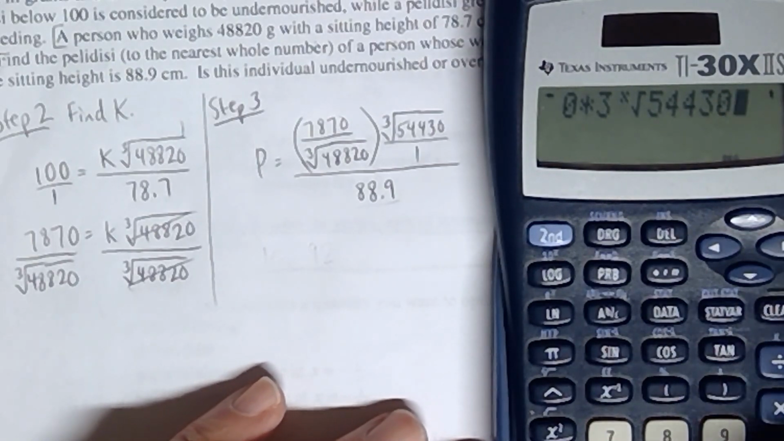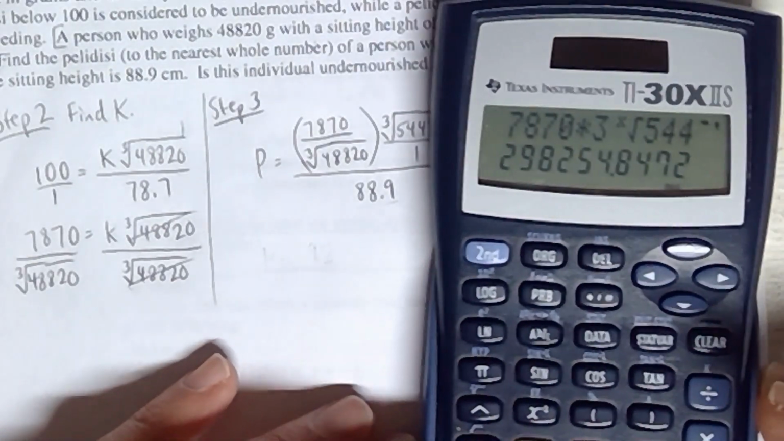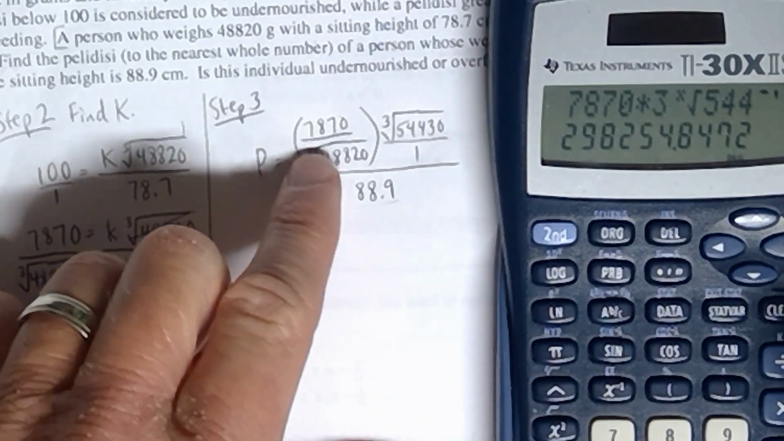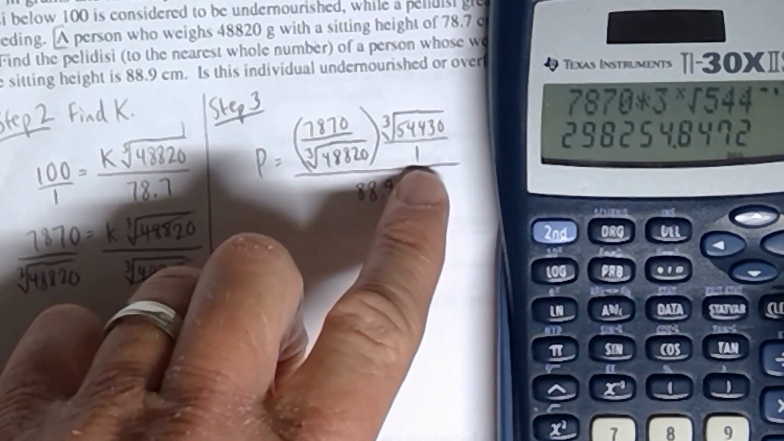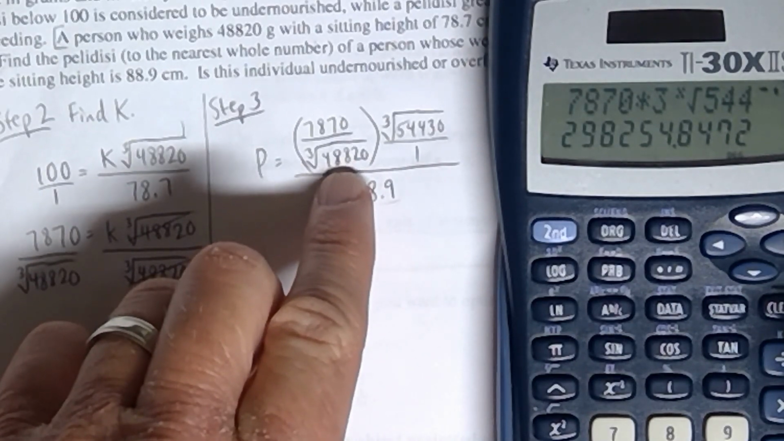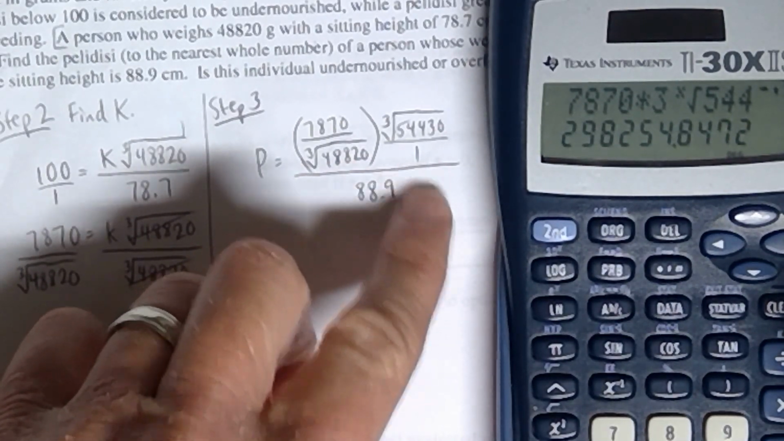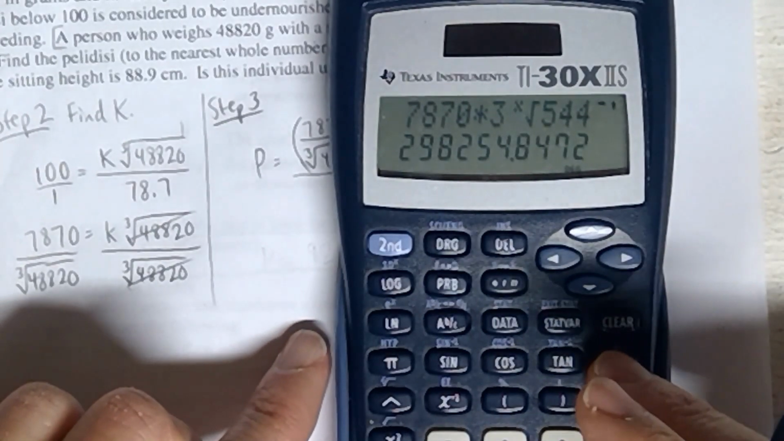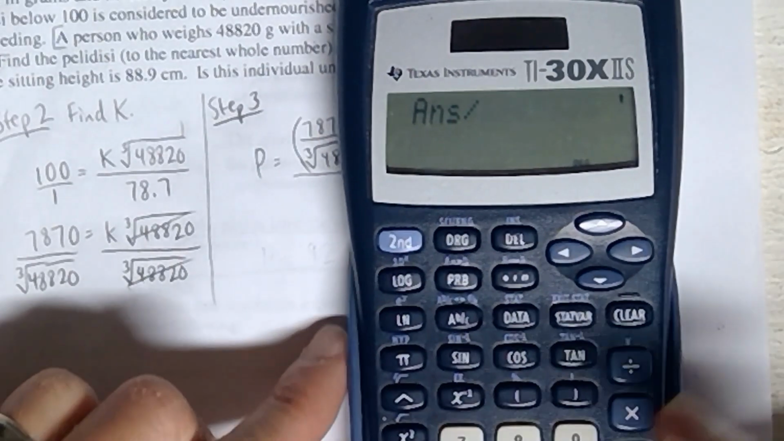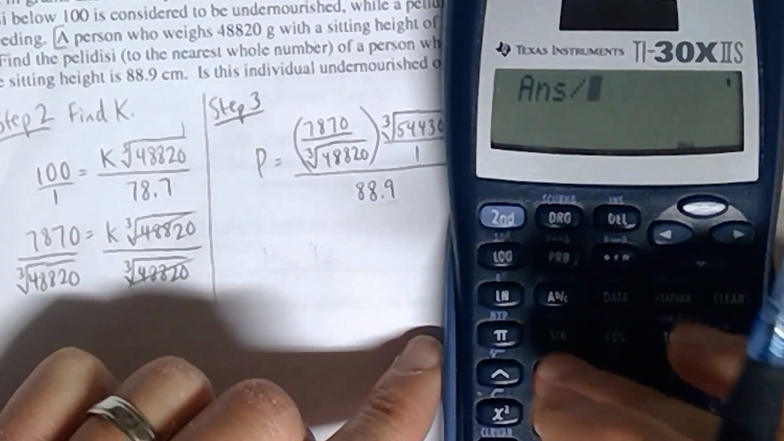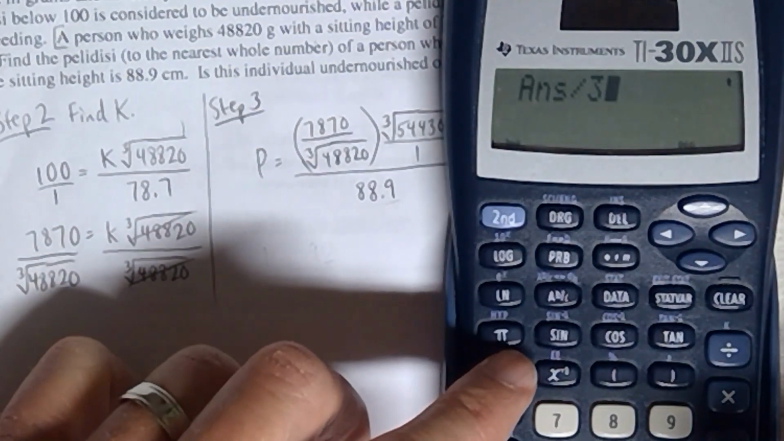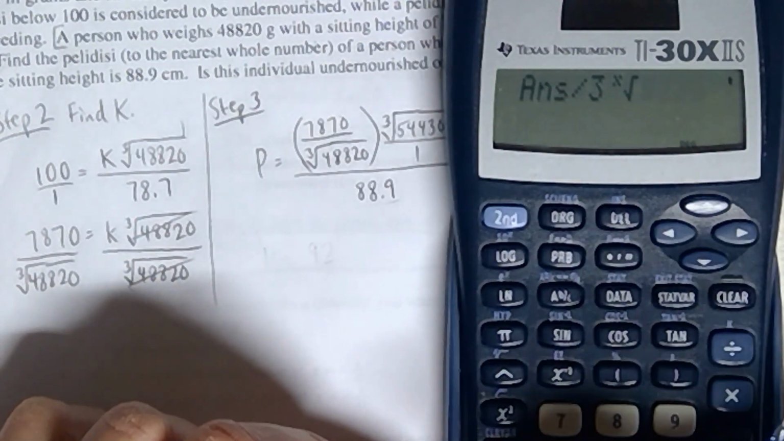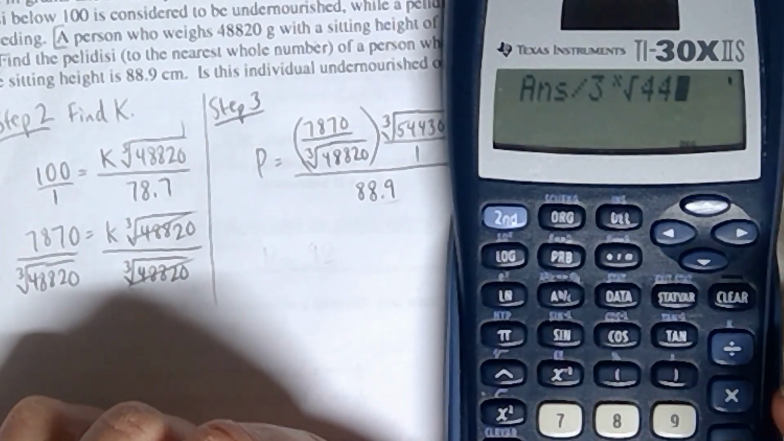Okay. And that gives me what the numerator is equal to right there. So then we have to divide it by what the denominator is equal to, which is the cube root times 1, which of course is just equal to the cube root since it's multiplying by 1. And so I'm going to say divided by the cube root. So again, we have to say 3 first, and then that same button again, and then we put in 48,820.